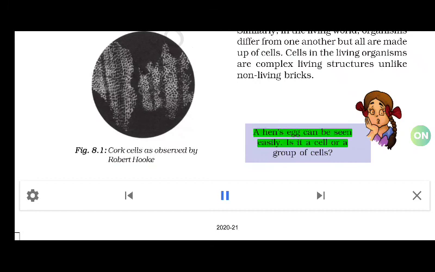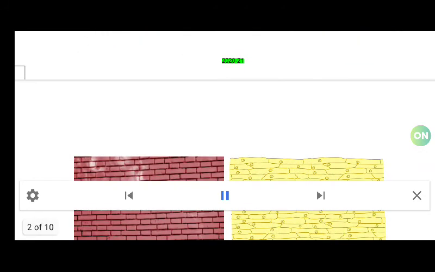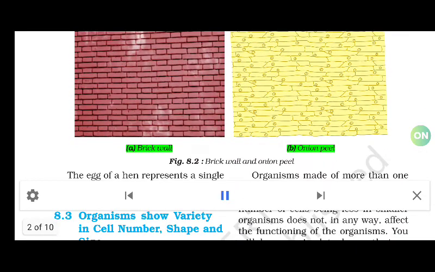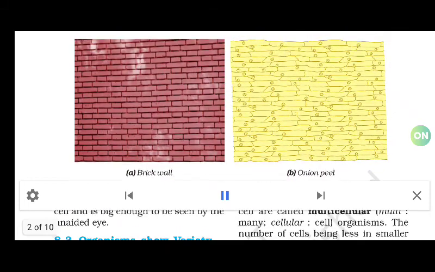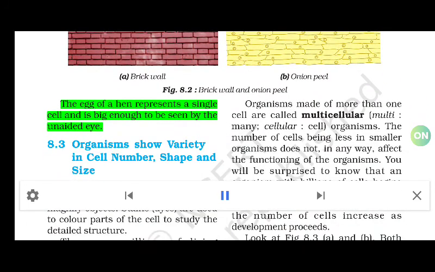A hen's egg can be seen easily. Is it a cell or a group of cells? Fig. 8.2. A. Brick wall. B. Onion peel. Brick wall and onion peel. The egg of a hen represents a single cell and is big enough to be seen by the unaided eye.